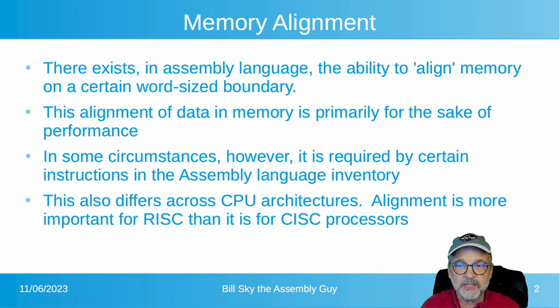However, in some circumstances, it is required by certain instructions in assembly language to actually have your data aligned, and we're going to see one of those. It also differs across different CPU architectures. Alignment is more important for RISC, reduced instruction set computing CPUs like the ARM or the MIPS, than it is for CISC, complex instruction set computing, which would be like an Intel Pentium or x86-64.